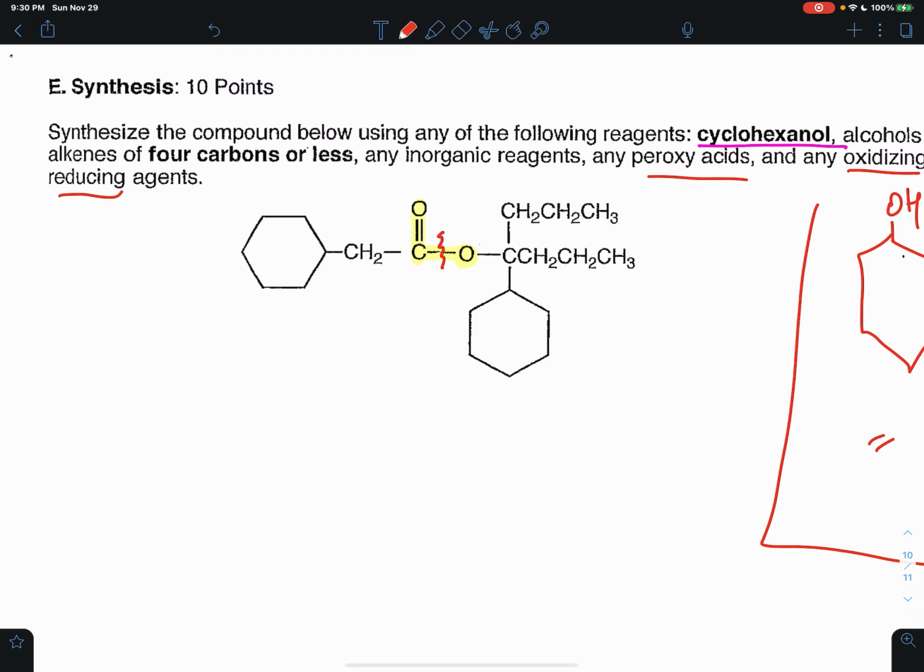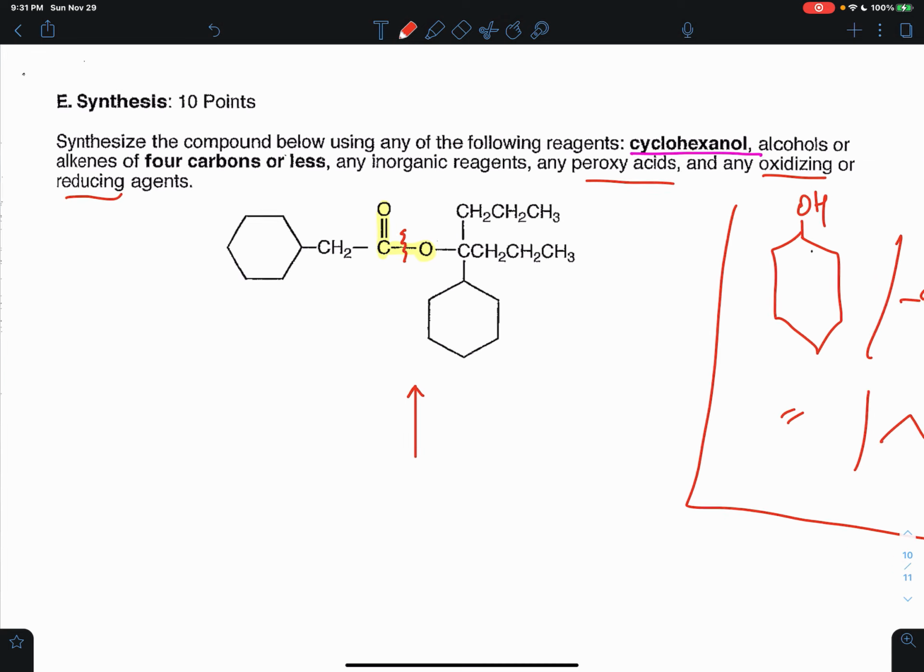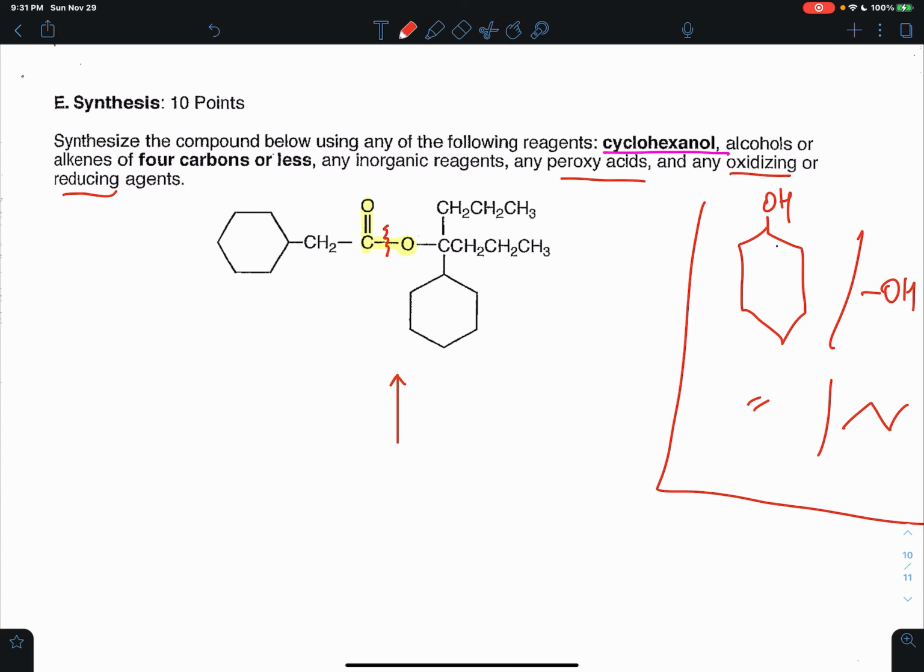So if I split it right here, if you guys remember, towards the end of her notes, she mentioned something about Fischer esterification. As of right now, you don't have to know the mechanism of it. You'll learn the mechanism later on in organic chemistry too. But as of right now, you should not worry about it.